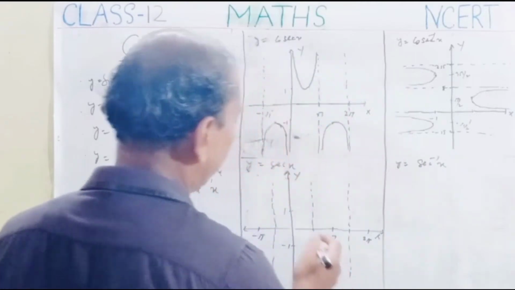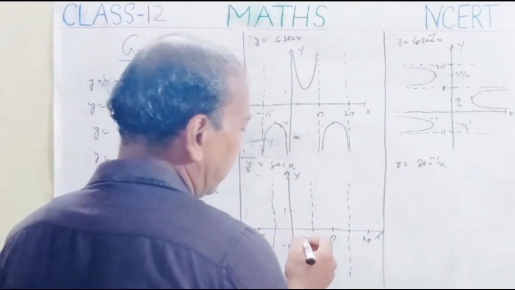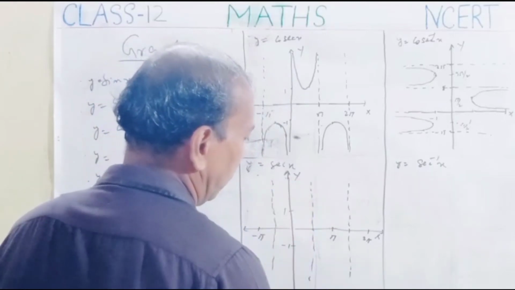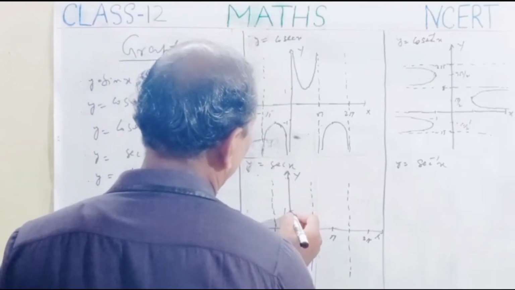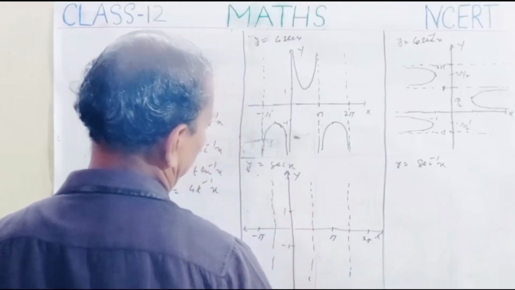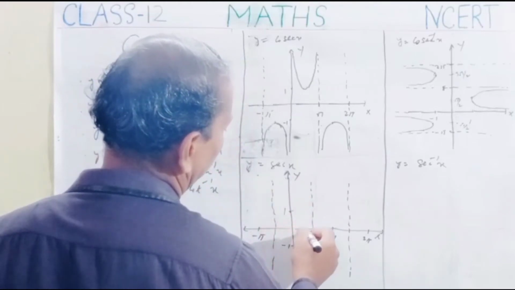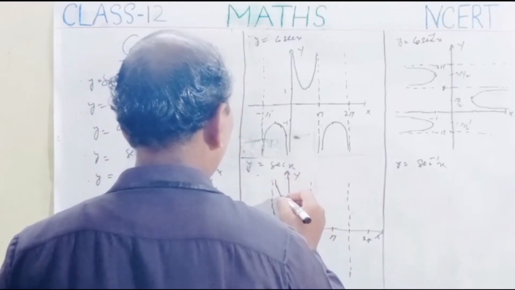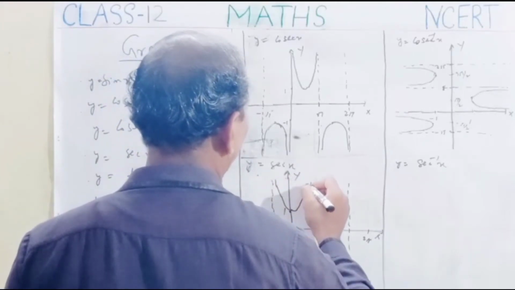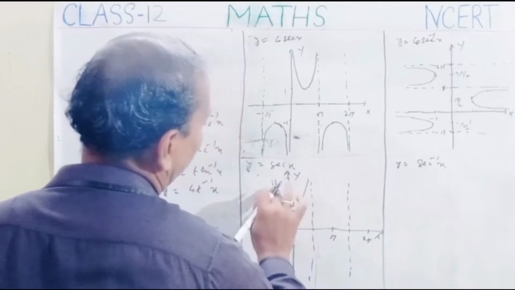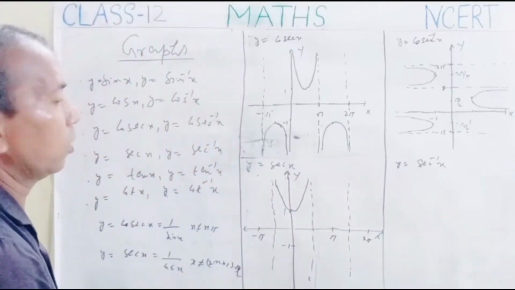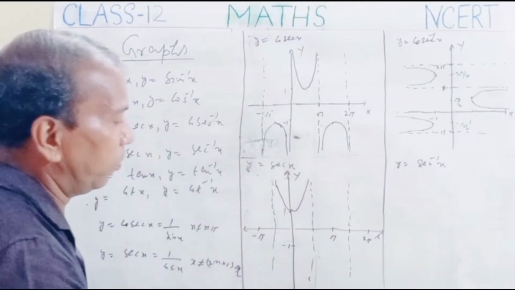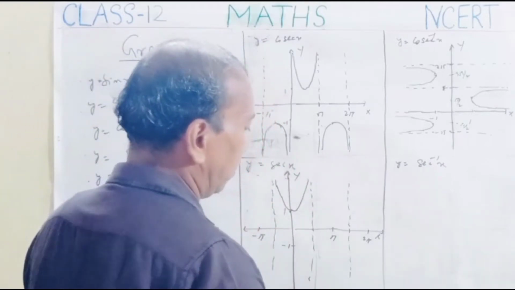Now let's take the case of this one. First I will take the value at this point. The value is 1, but it is not defined at minus pi by 2 and pi by 2. So your graph will be something like this. These two indicate that the point is at infinity.